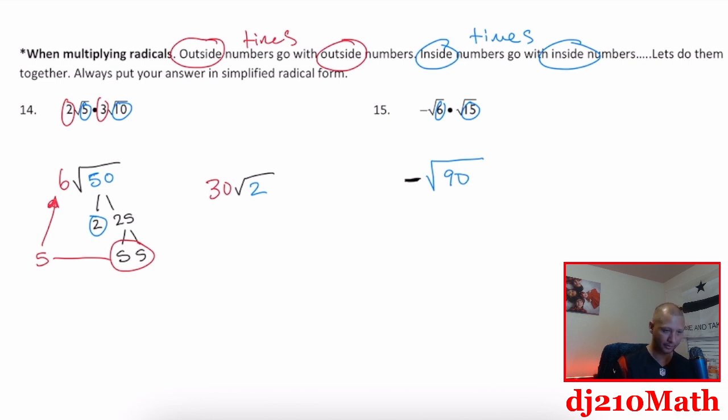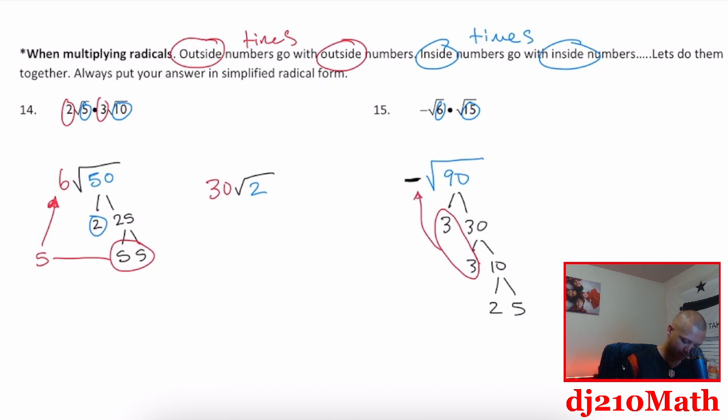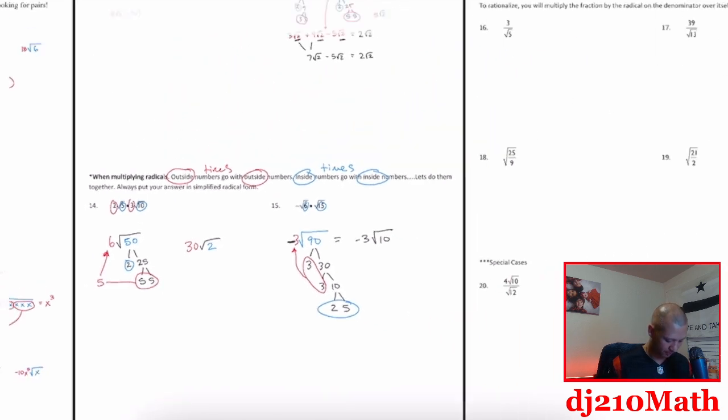Okay, now that it's multiplied, now we simplify. Let's go 3 and 30, 3 and 10, 2 and 5. So what comes out? A single 3. And then what's left behind? 2 times 5 is 10. So final answer, negative 3 square root 10. Negative 3 root 10. Is that it?